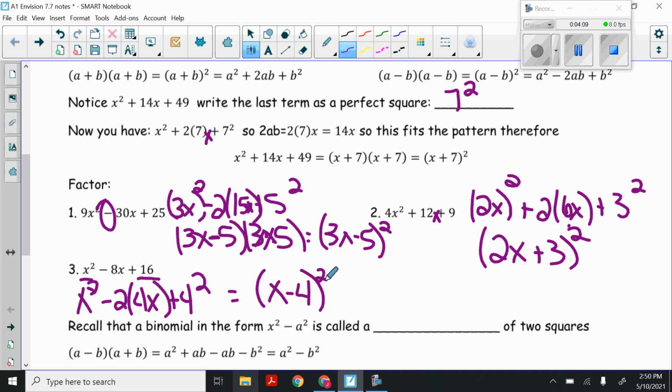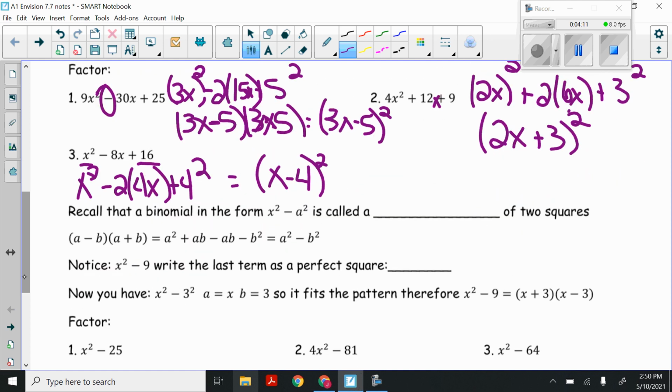So now we're going to recall that a binomial in the form x squared minus a squared is called a difference of two squares.